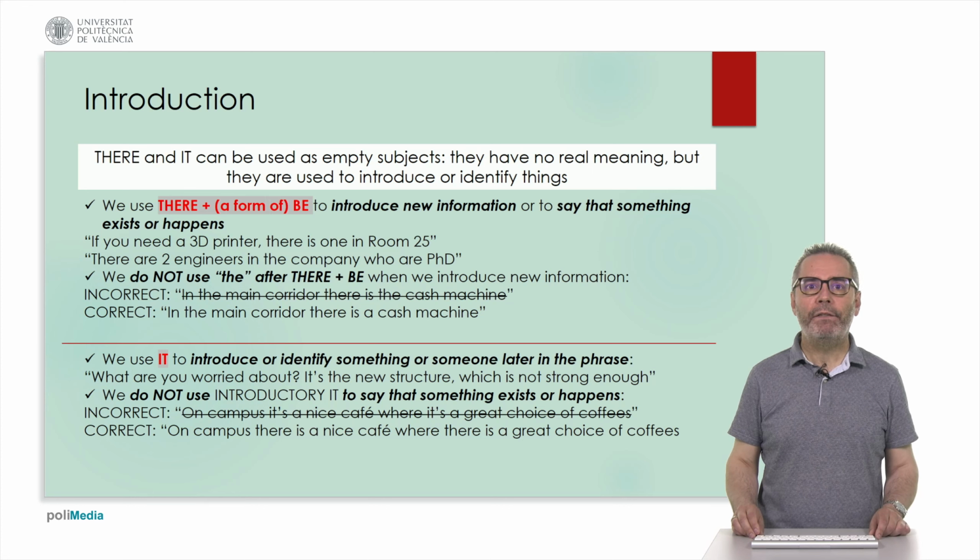On the other hand, we have the use of introductory it to introduce or identify something or someone later in the phrase. For example, what are you worried about? It is the new structure which is not strong enough. In this case, we do not use introductory it to say that something exists or happens. For example, we don't say on campus it's a nice cafe where it's a great choice of coffees. The correct alternative would be on campus there is a nice cafe where there is a great choice of coffees.